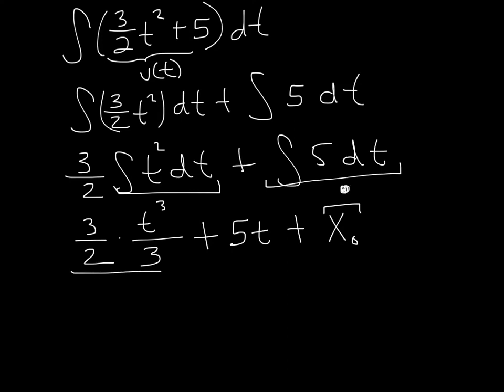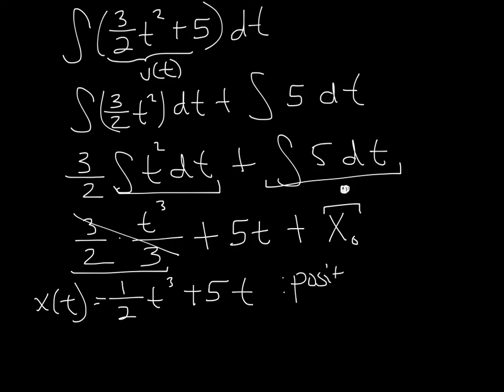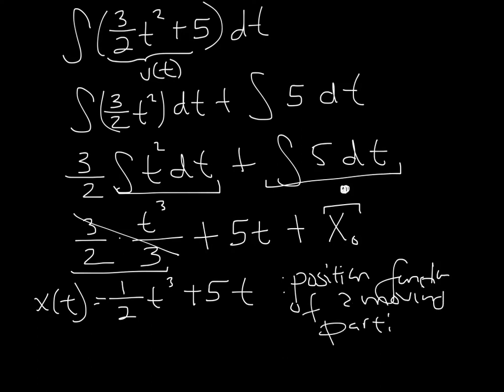So here we're just multiplying fractions. So we have a half of t cubed plus 5t, and this is our position function of a moving particle. Okay, so that's our final answer.